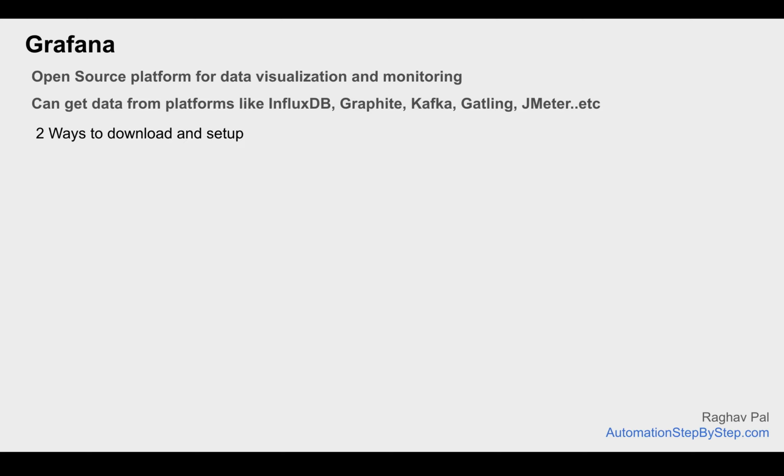We can visualize our data, we can monitor, we can see reports, everything on Grafana. There are two ways to download and set up Grafana. One is with the Windows installer. Now I am doing this on a Windows system, but you can follow similar steps on a Mac operating system as well, and I will show you the website of Grafana from where you can check all these steps and get the installer as well. On Windows we have the Windows installer and the Windows binary. I will show you both the steps.